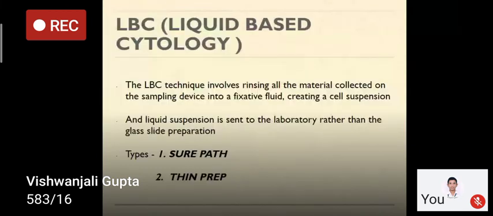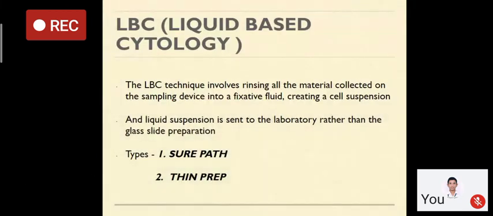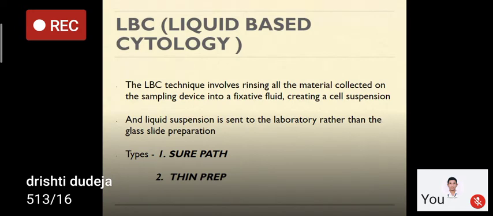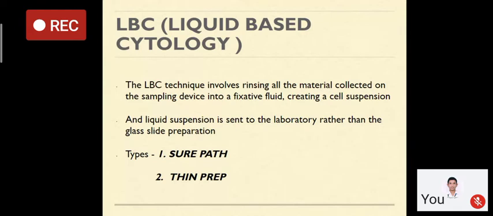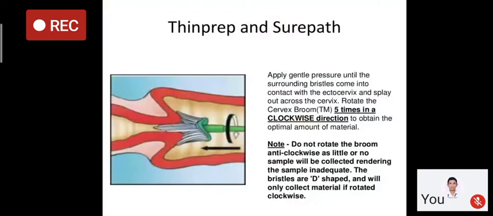So you introduce this brush, the broom, inside the cervical canal, similarly as the Ayre spatula, and you take the sample after rotating it 2 to 3 times around the cervix, and then take it out, break the anterior portion and put it in the vial of the fixative given to you, and the liquid suspension is sent to the laboratory rather than the glass slide preparation. These are two types, the SurePath and the ThinPrep.